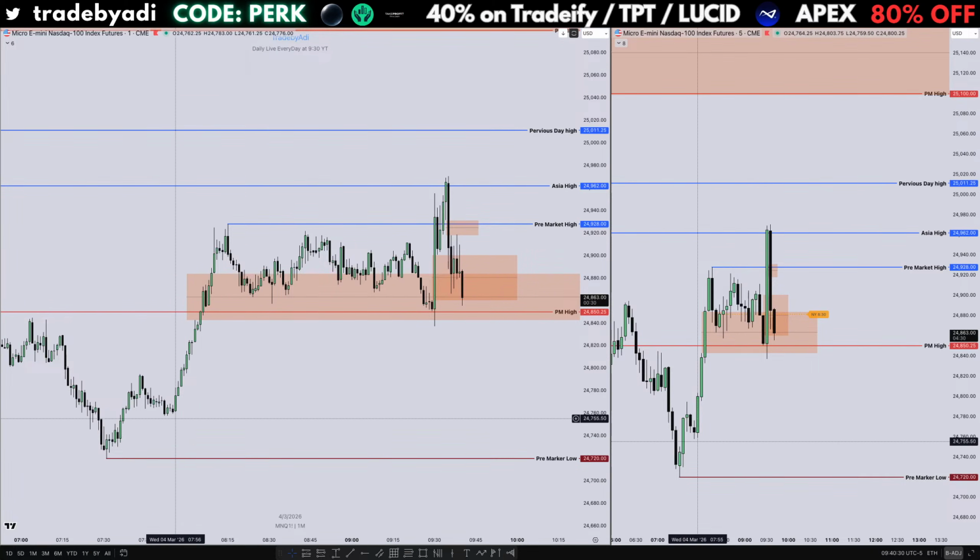Looking for this fair value gap, this low resistance liquidity run, the 7 o'clock low.